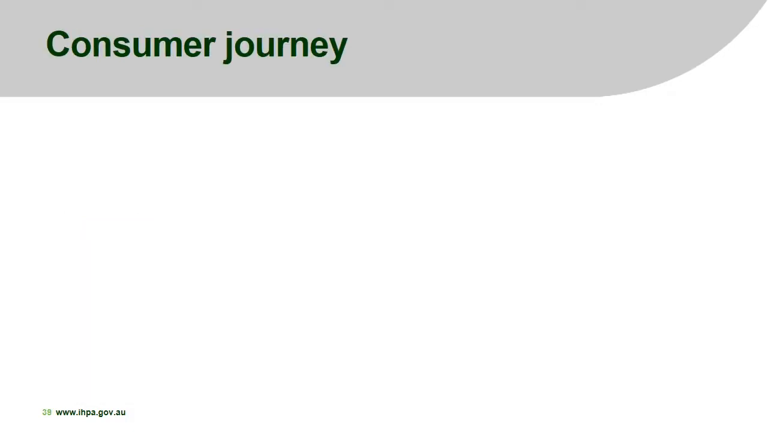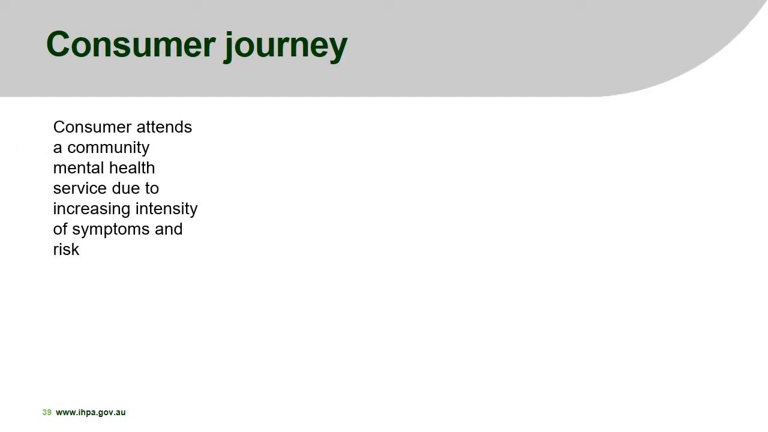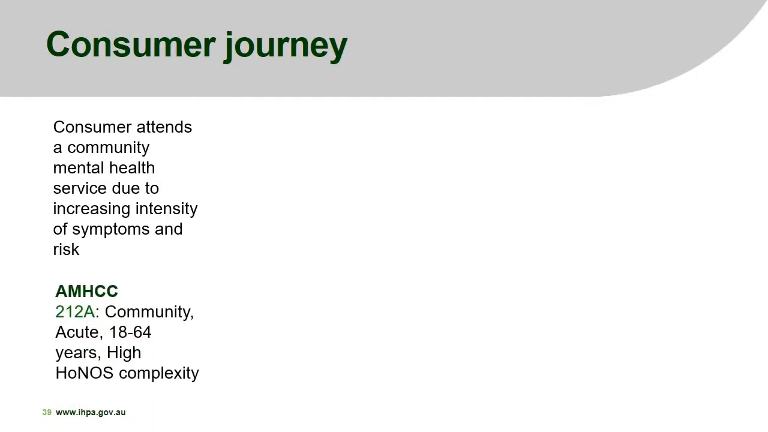I will now walk through a consumer journey. A consumer attends a community health service due to increasing intensity of symptoms and risk. Due to the mental health phase of care, age, and HONOS scores of the consumer, this phase of mental health care is classified to the AMHCC N class of 212A, Community Acute, 18 to 64 years, high HONOS complexity.